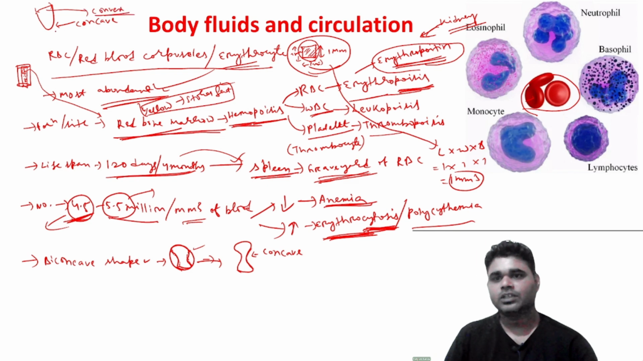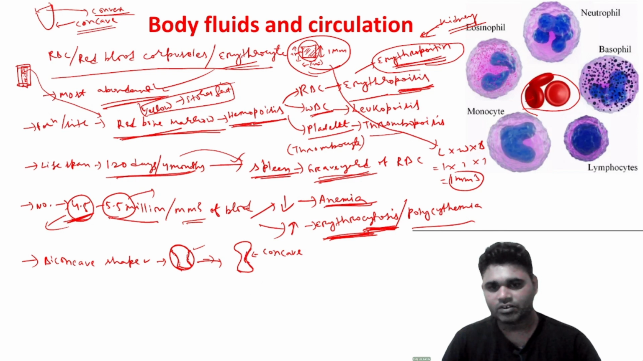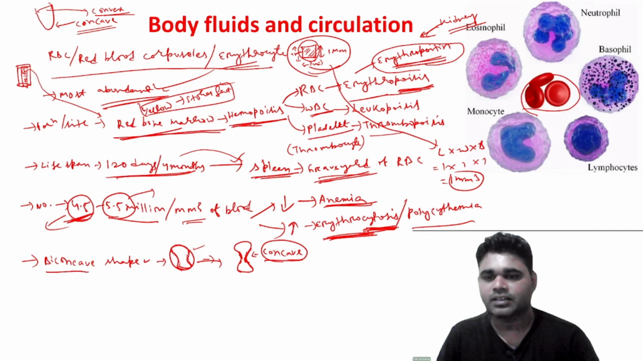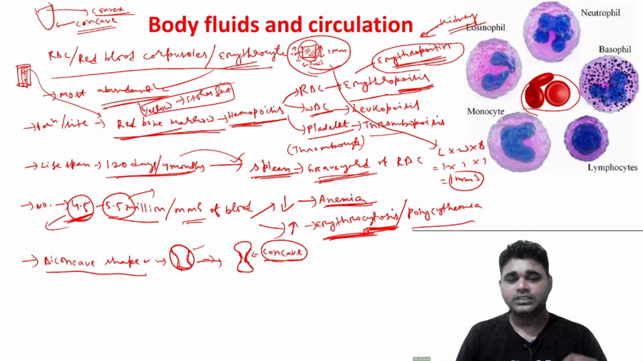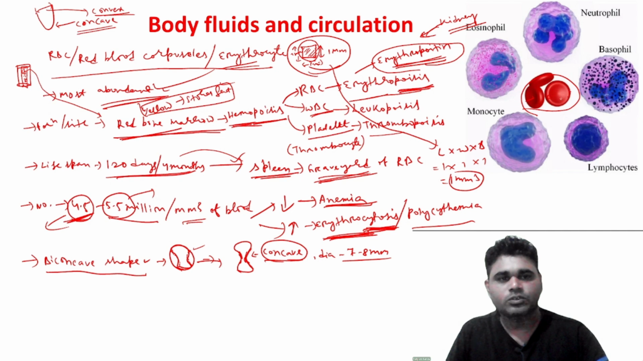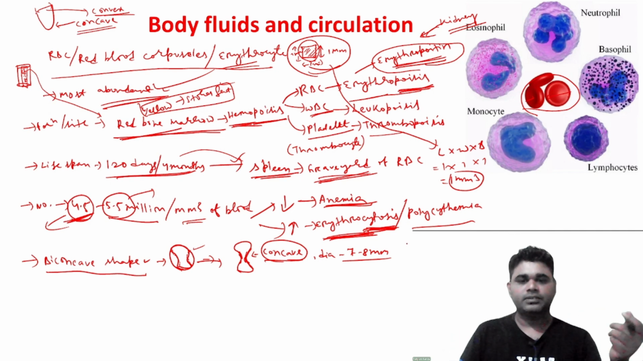Okay, and the pointed one is called the concave. So, this structure is called the concave. Now, these are also called the concave. That means two concaves are present in the RBC structure. That's why it is called the biconcave shape. So, that's why the RBC is biconcave shape, and the diameter is 7 to 8 millimeter.